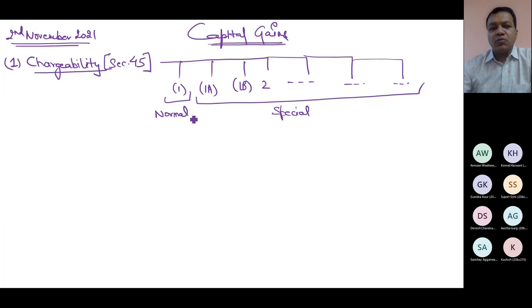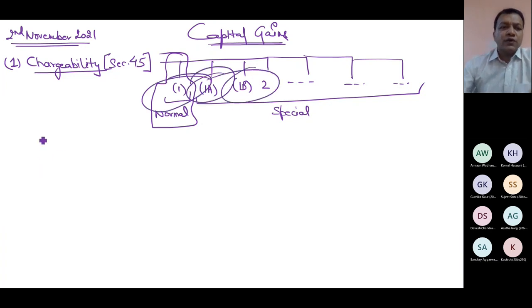And if I say normal, then most of the calculations will be as per 45.1. These are special. But in our course, we have to do 1, 1A and 1B. So I am starting with section 45.1.